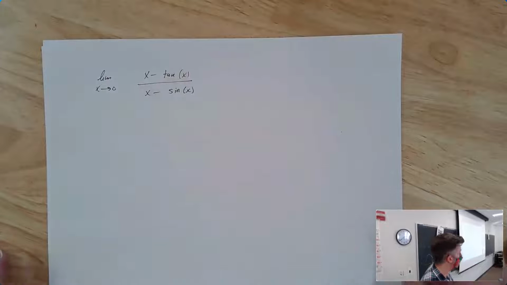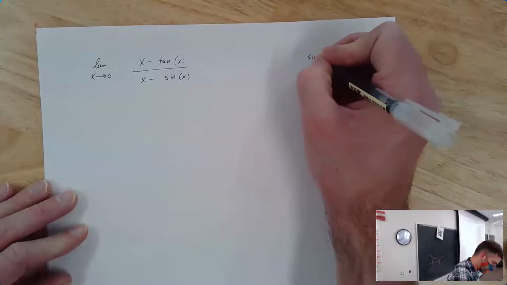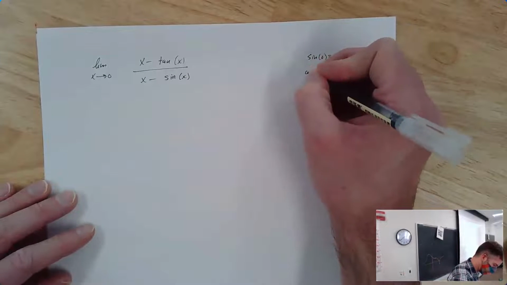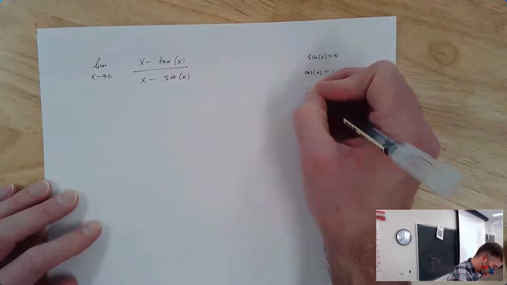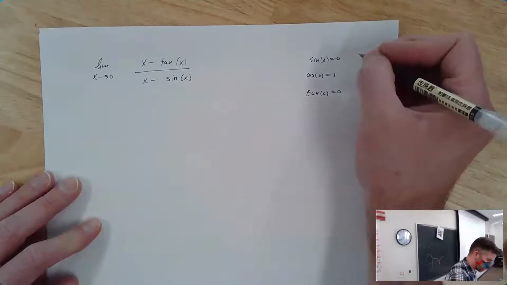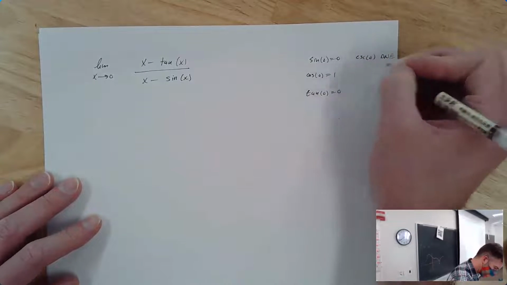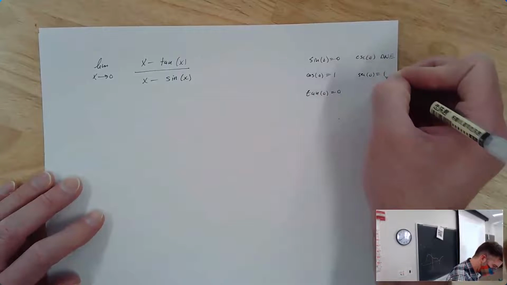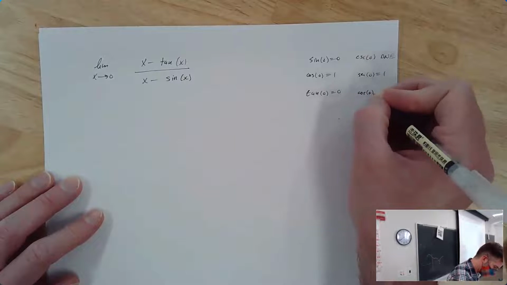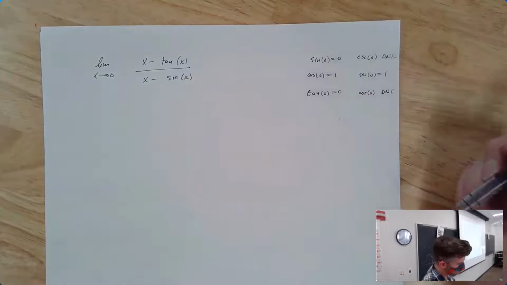For some of these, it is going to be important to at least remember what sine, cosine, and tangent of 0 are. Just a reminder, sine of 0 is 0, cosine of 0 is 1, tangent of 0 is 0 over 1, which is 0. It's also good to know that cosecant of 0 is undefined, secant of 0 is 1, cotangent of 0 is undefined. It might come up. Definitely these will come up, maybe these will come up.